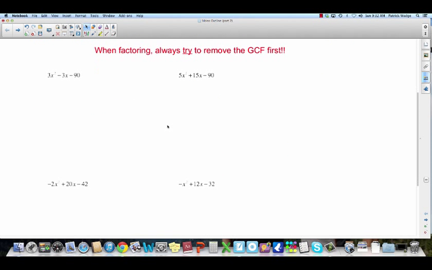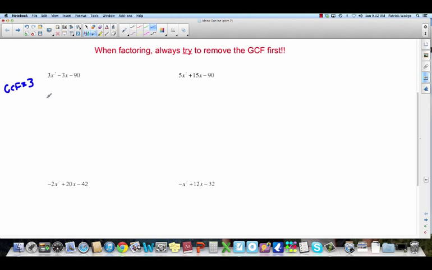So let's try some. If we look at this question right here, the first thing we want to do is remove a greatest common factor, or at least try. What's the greatest common factor there? There's 3 terms, and the biggest thing I can divide them all by is 3. Now, you don't need to write GCF equals 3, but just so you know later when you look at your notes, I'll write it right there.